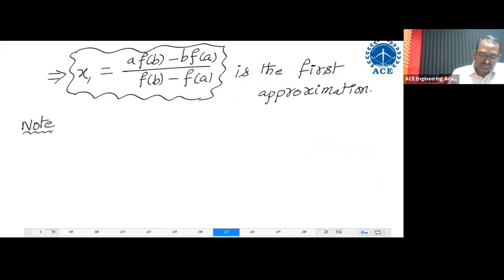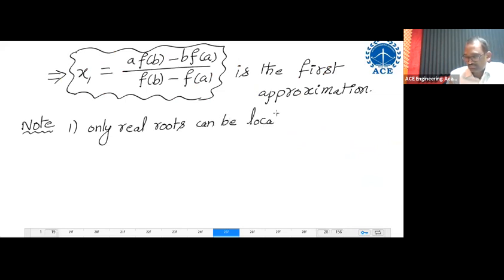Remember, using this method also we can find only real roots. We cannot find imaginary roots. Only the real roots can be located. We can't find imaginary roots.